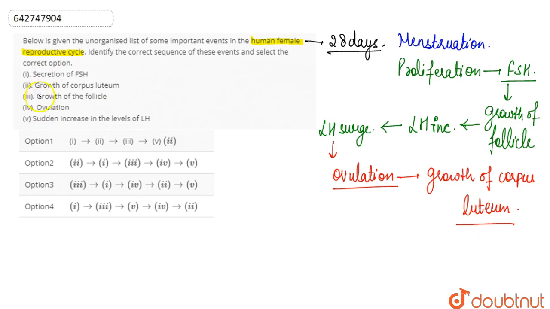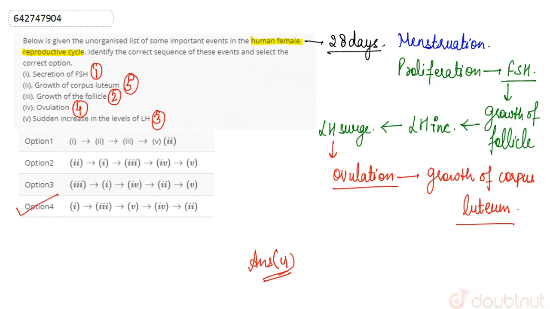So all of these events are mentioned here. The very first event is the secretion of the FSH, which leads to the growth of the follicle. Once the follicle is grown, there is a sudden increase in the level of LH, which leads to ovulation, and lastly the growth of corpus luteum takes place. This correct sequence is given to us under option 4, so this is the correct answer here.